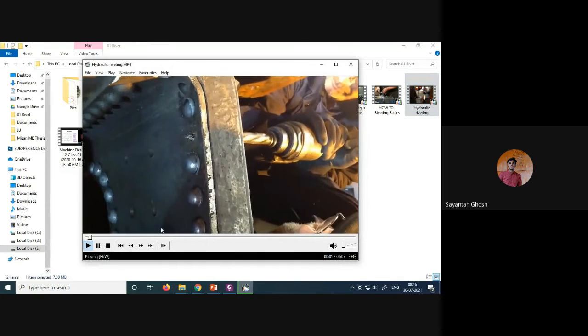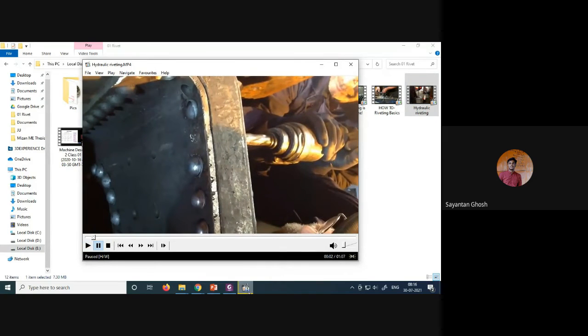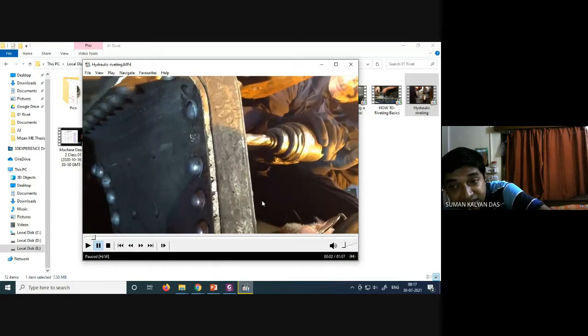So for leak-proof joint, do we prefer riveted joint over welding joint, or is welding joint better? No, welding joint, as I told, can provide a good amount of leak proofness, and welding joint has the added advantage of higher efficiency compared to riveted joint. That's why nowadays welding joint is taking over the riveted joints, you may say.